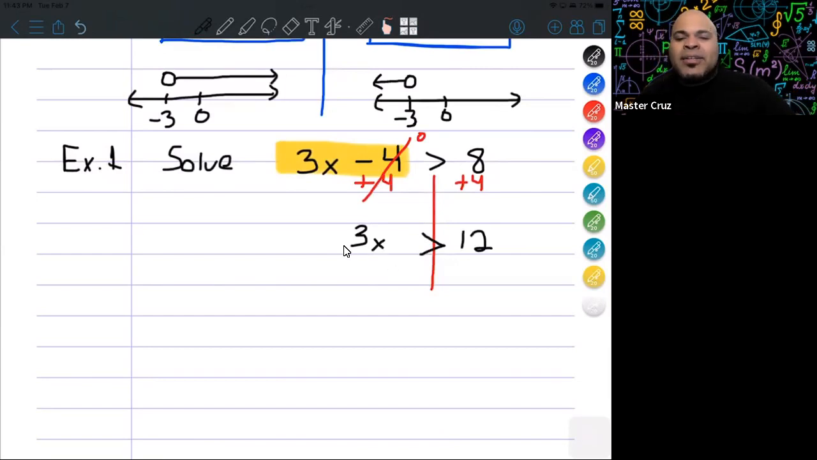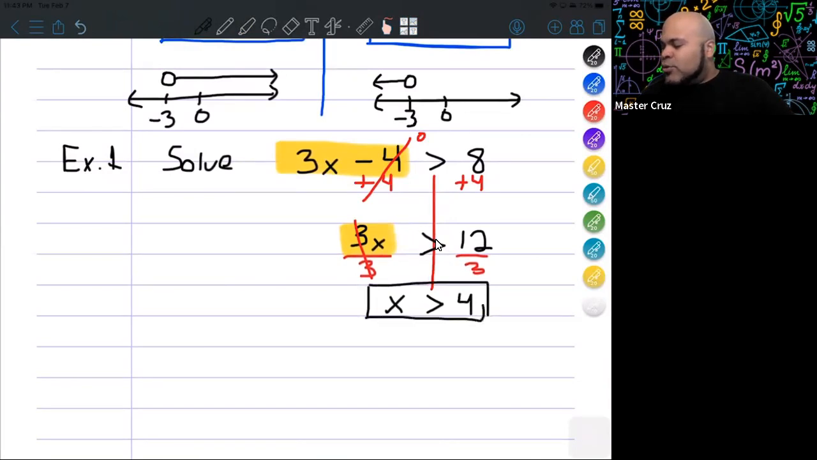Why is x still not by itself on that side of the inequality symbol? Well, because it's being multiplied by 3. So the inverse operation is divide by 3. And when you do it on one side, you do it on the other. This cancels, and the answer is x. Question, do I have to flip this sign? And the answer is no, because I did not divide by a negative number. I divided by a positive number. And 12 divided by 3 is 4. X is greater than 4, so I was able to solve for x.